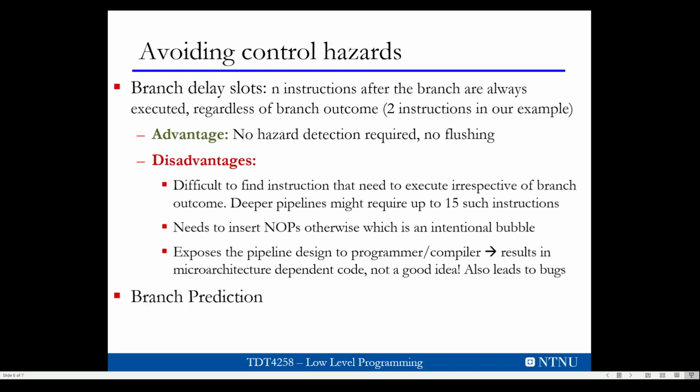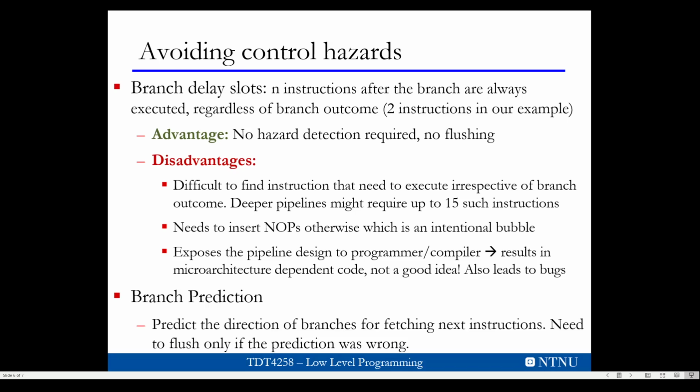An alternative is to use a branch predictor. A branch predictor is a device that predicts the direction of a branch. It predicts whether the branch is going to be taken or not. If the prediction is right, we are good, we don't need to do anything. But when the prediction is wrong, then we need to flush the pipeline and pay the branch misprediction penalty. However, the branch predictors today are very accurate. Having a branch predictor accuracy of more than 90% is very common.